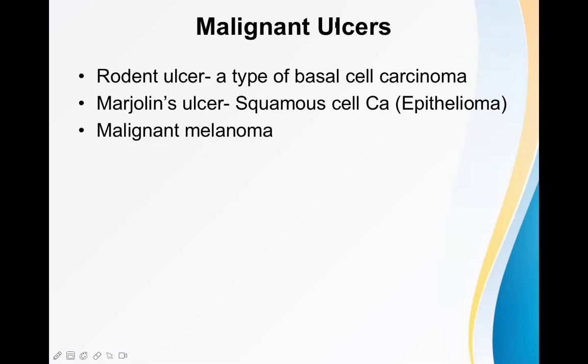Very important MCQ question in the exam, so let me underline this for you. Rodent ulcer, a type of basal cell carcinoma. Basal cell carcinoma is the commonest skin cancer all over the world. Another is called Marzolin's ulcer. You can pronounce it as Marzolin or Marjolin, both. This is squamous cell carcinoma or epithelioma. This is also a very commonly used term.